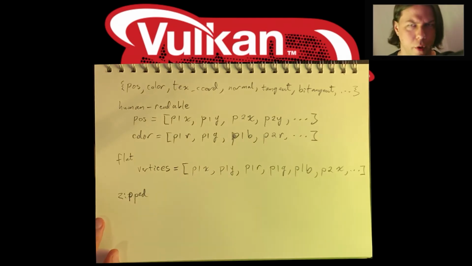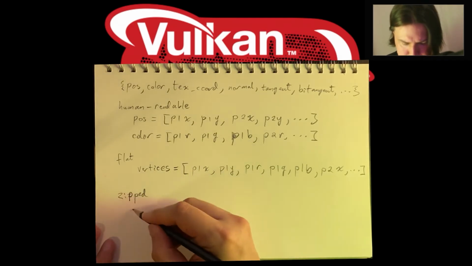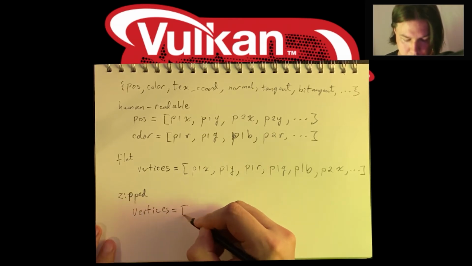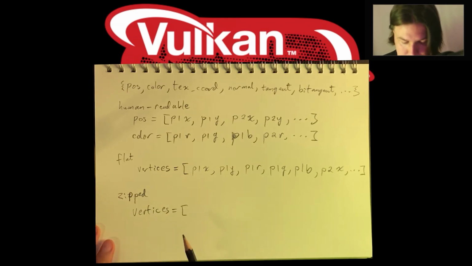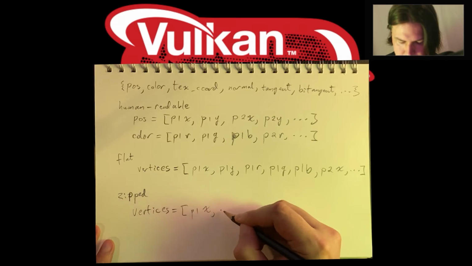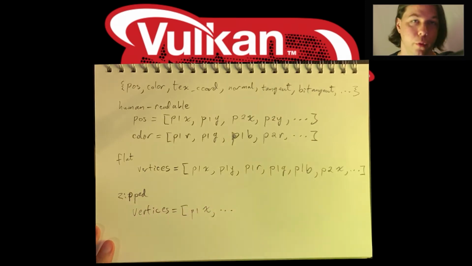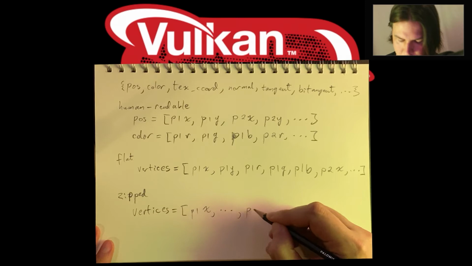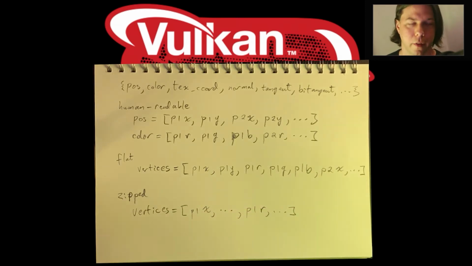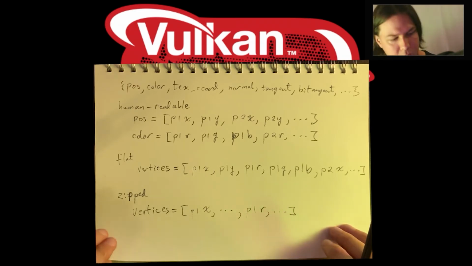I don't know if this is the right word for it, but I'm going to call this a zipped layout, which is pretty similar to the flat layout. But the way this works is we have point 1 x, and then we just have all the positions. And then we go point 1 red, we have all the colors. So what's your preferred method? My preferred method is the vertices method. That's more straightforward, I would say. But anyway, we have that.